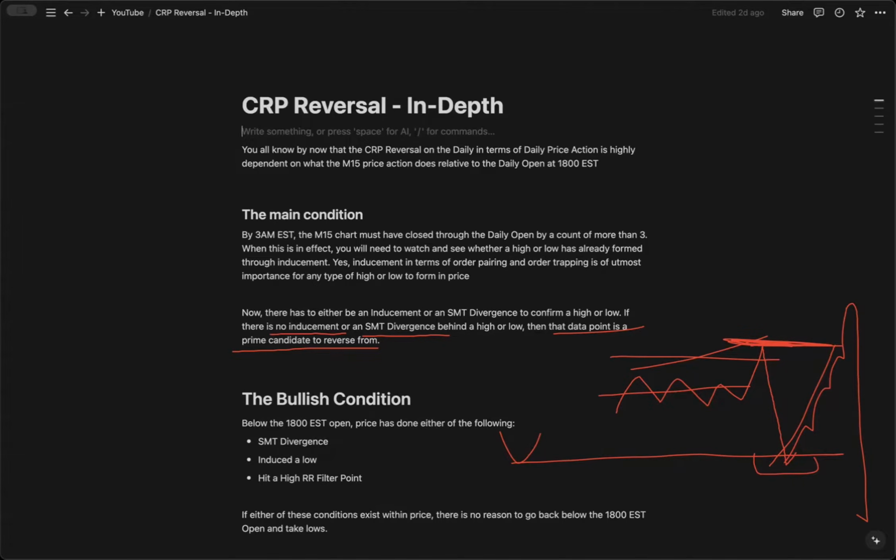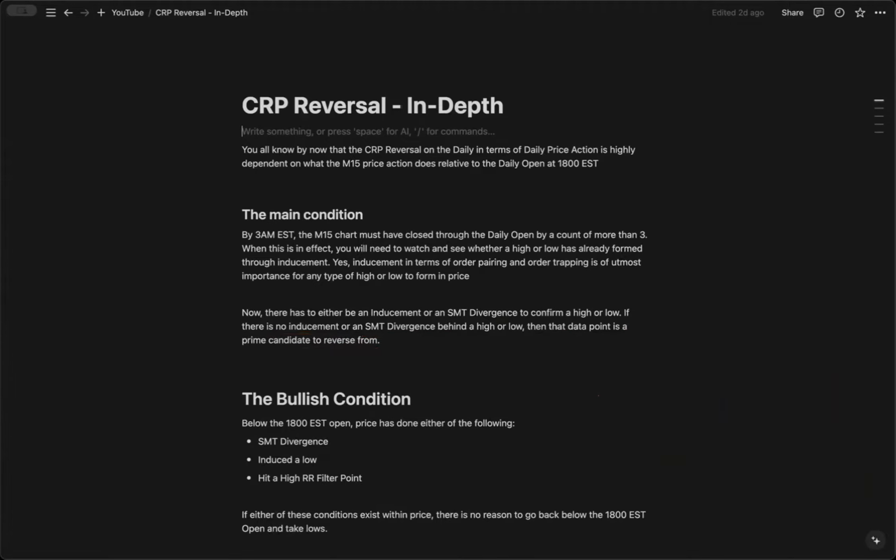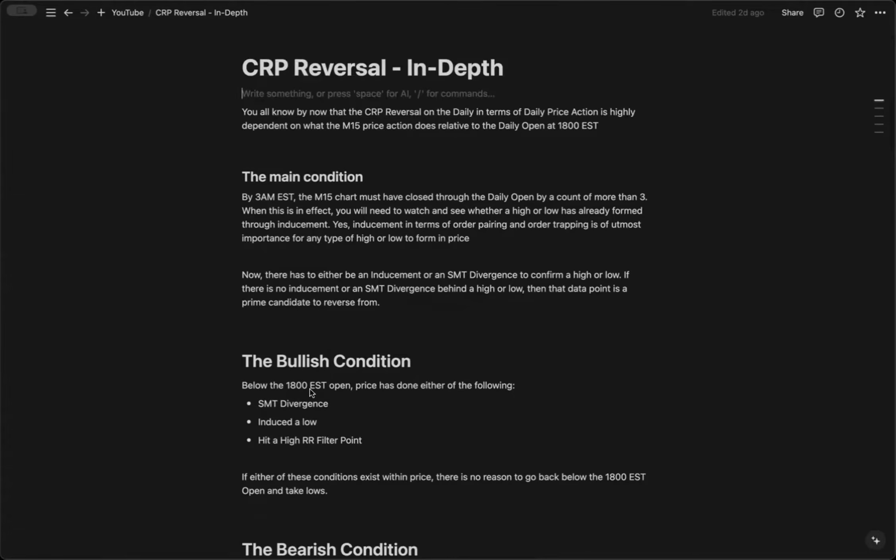If we want to induce to go up, there's a condition. If you want to induce to go down, there's a condition. And that is what I'm going to come to now. So the bullish condition right here is when below the 6 p.m. EST opening price, price has done either of the following. It shows an SMT divergence with a session high or low, in this case, a session low. It has induced a low, or it has hit a high RR filter point. Even the simple act of doing that is enough to call it an inducement.